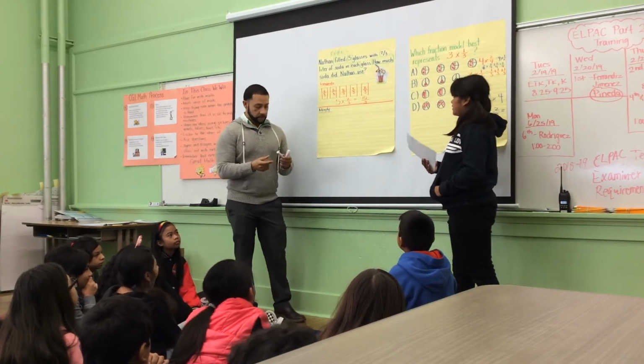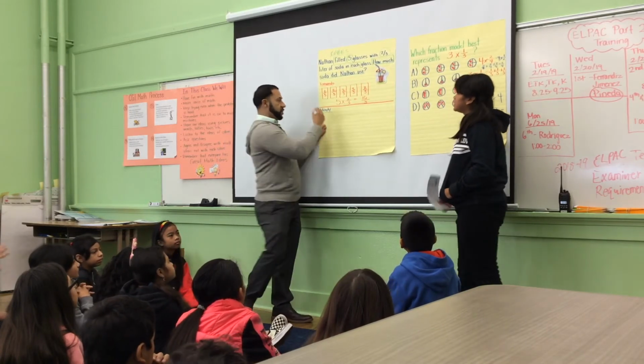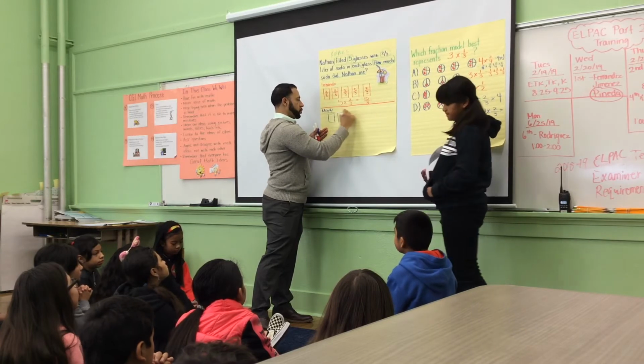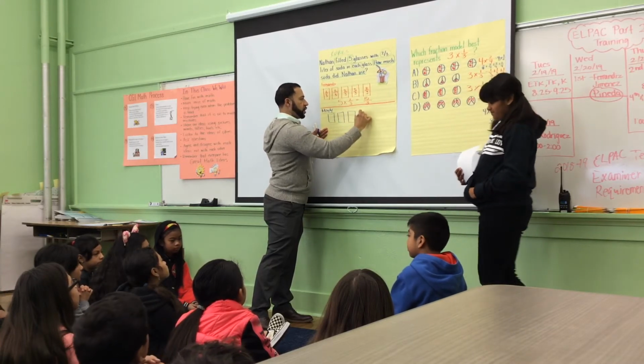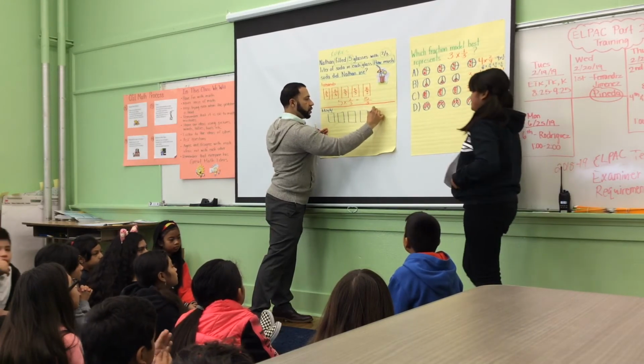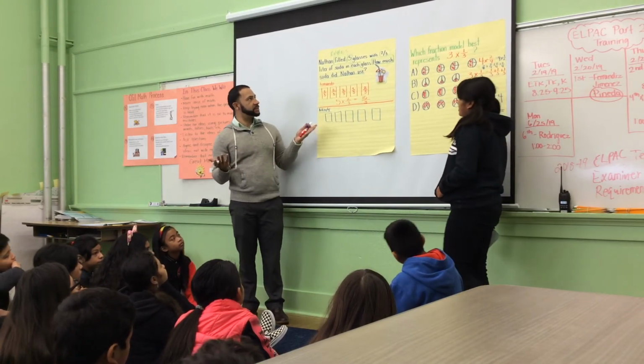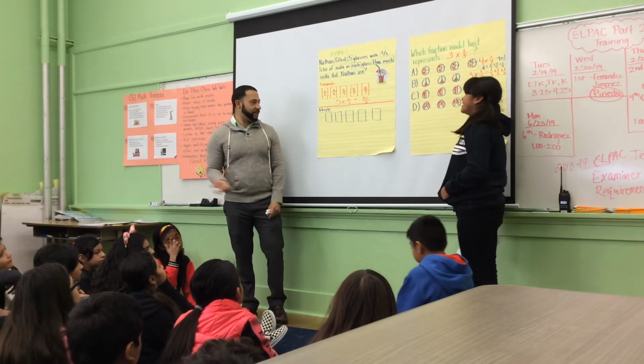First step, what did you do? First I drew the 5 cups. 5 cups. 1, 2, 3, 4, 5. Okay, why did you draw 5 cups? Okay, go ahead.